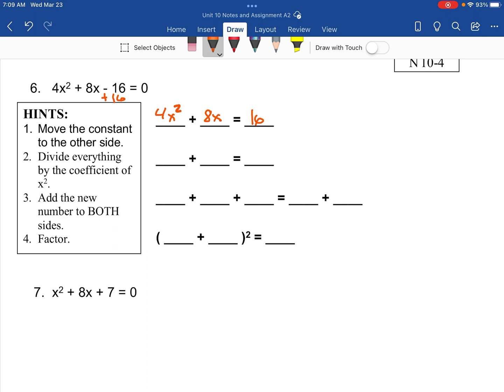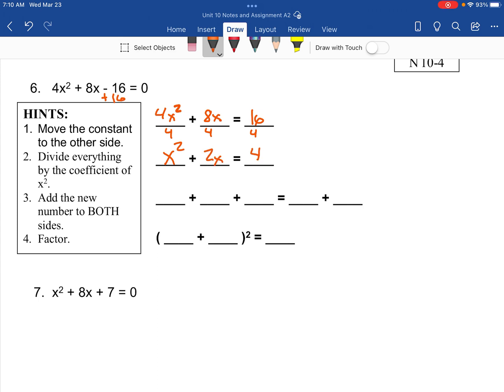All right, so 4, to get rid of it, it's being multiplied, so we need to divide everything by 4. Step 2, divide everything by the coefficient of x squared. So I'm going to divide every term by 4. The multiplication property of equality allows us to do this. So then I'm left with x squared plus 2x equals 4.